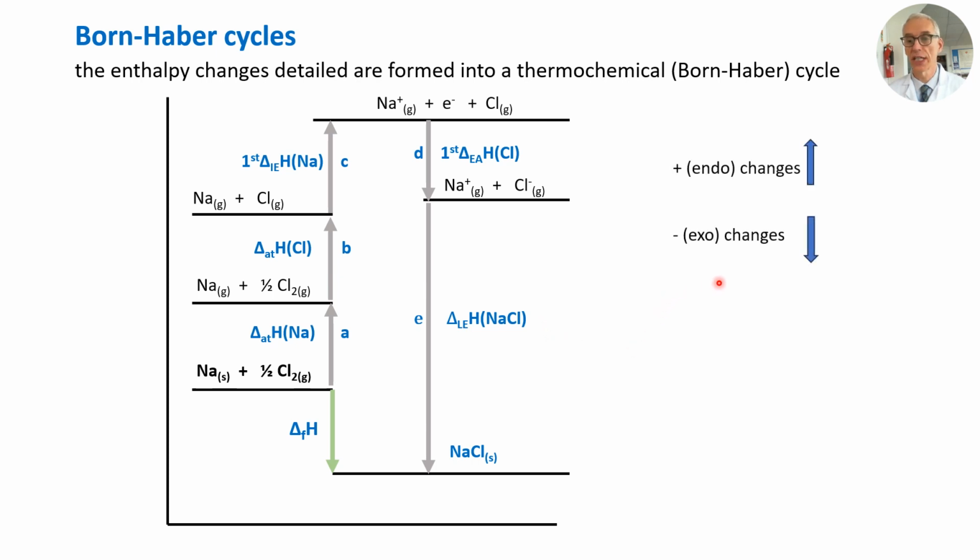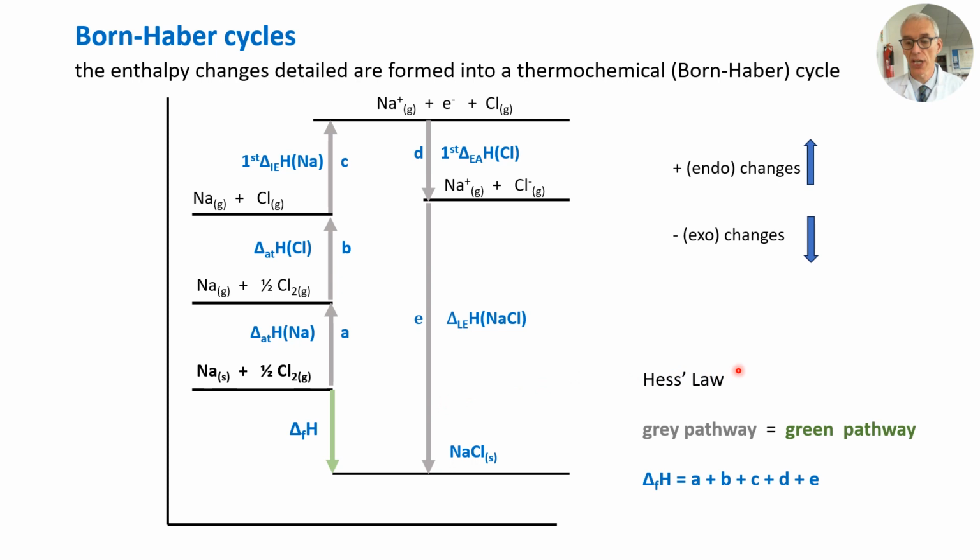Now, just one side point to note is that as this is enthalpy on the y-axis, an upward arrow is an endothermic change, whereas a downward arrow indicates an exothermic change. And as we saw earlier, all lattice enthalpies are exothermic, hence they all have a downward pointing arrow.